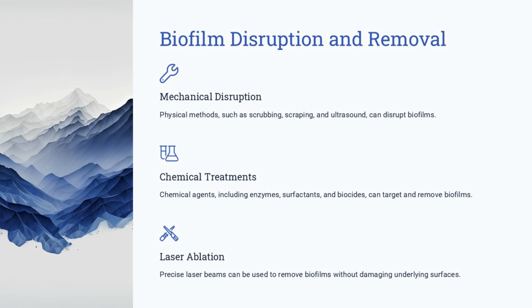There are several methods we can use to disrupt and remove biofilms. Mechanical disruption techniques like scrubbing, scraping, and ultrasound physically break up the biofilm structure. Chemical treatments using enzymes, surfactants, and biocides can target and dissolve the biofilm matrix. Laser ablation is a precise method that can remove biofilms without damaging the underlying surface. Choosing the right approach depends on the specific application and the nature of the biofilm. Combining multiple techniques is often most effective for thorough biofilm removal.